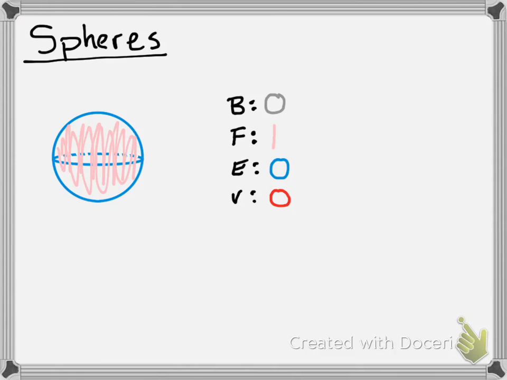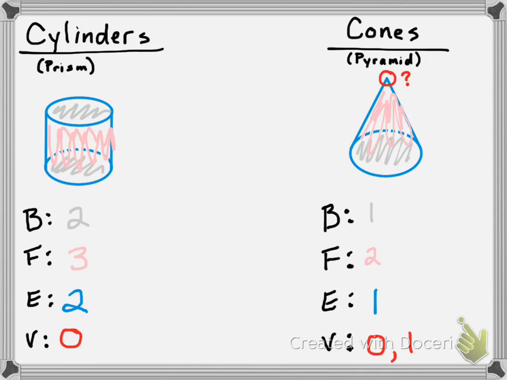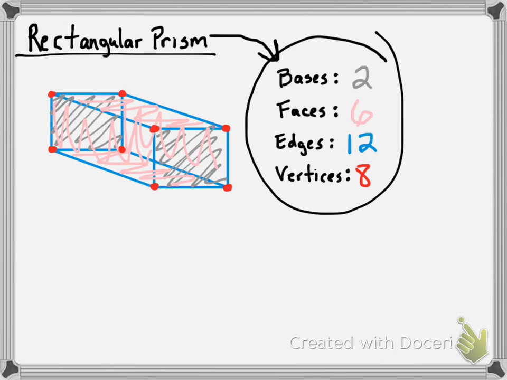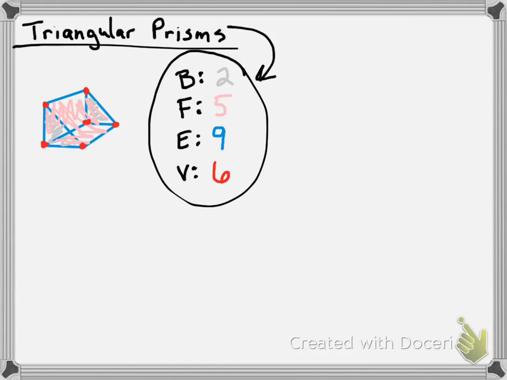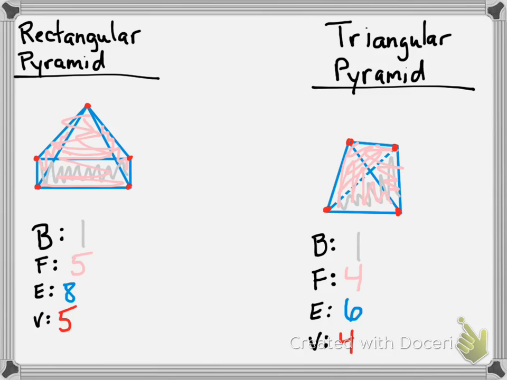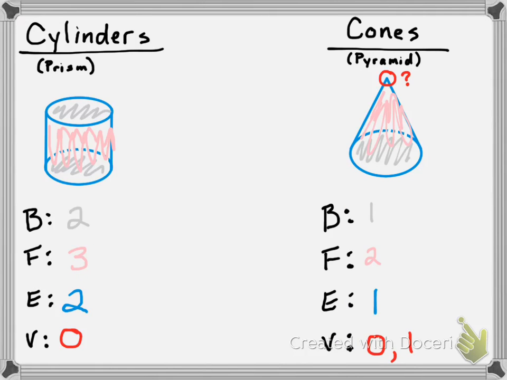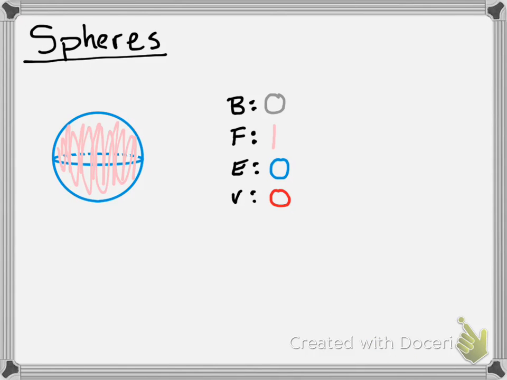Okay, all right, so looking through this, this is basically what you're going to have to be able to do after today's lesson, is name these figures and identify how many bases, faces, edges, and vertices. So you should be able to look at the figure and know that it's a rectangular prism and know how many bases, faces, edges, and vertices. Do the same with triangular prisms and both types of pyramids, cylinders and cones, and spheres.